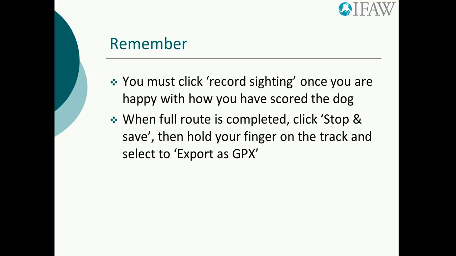When the full route is complete, when you've done the full survey, you then click stop and save in the top right hand corner. You then hold your finger down on the track and then select to export as GPX, and that creates a little green dot to the side of your track.